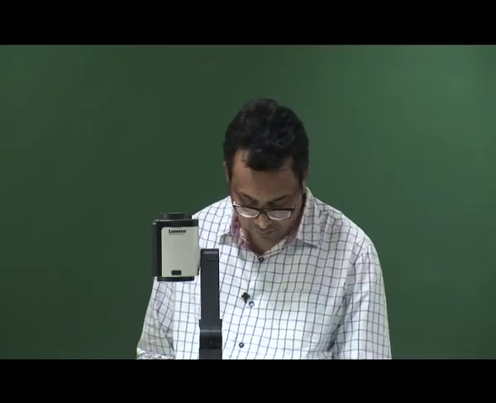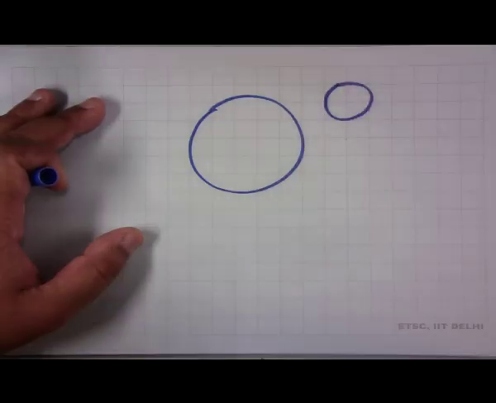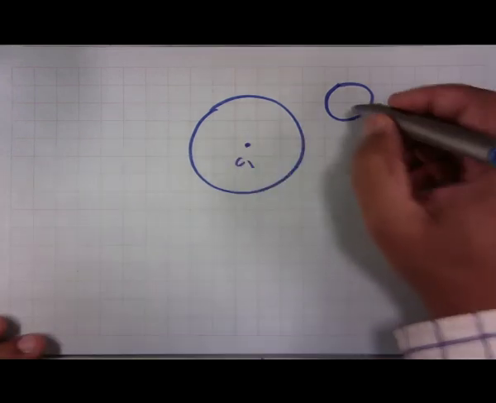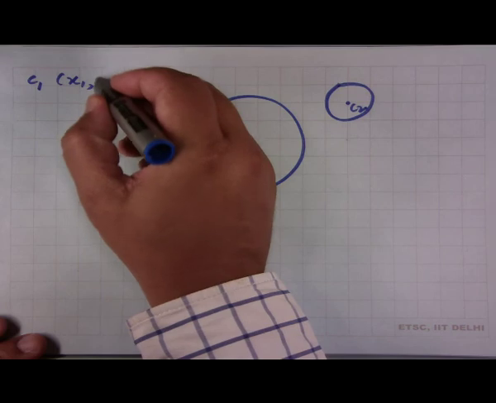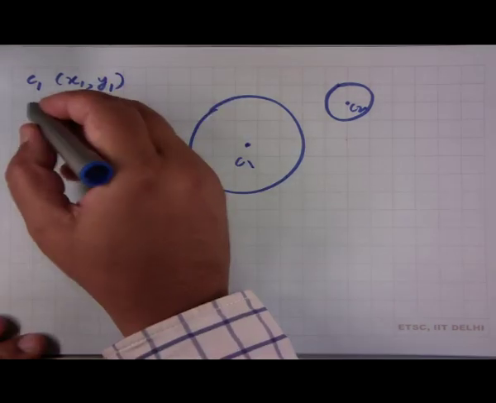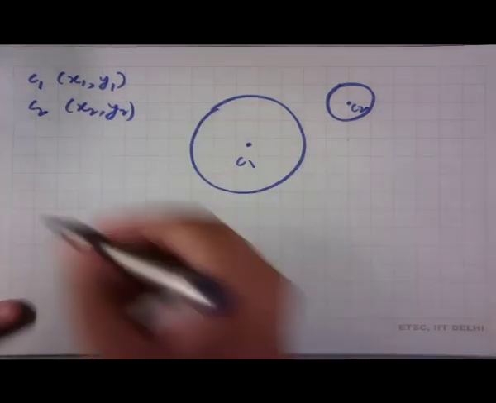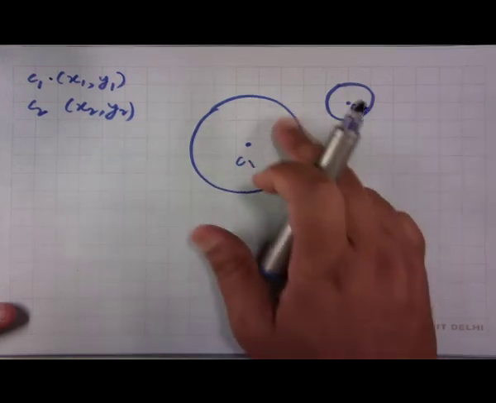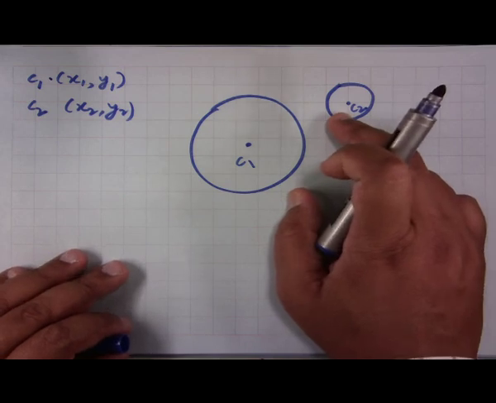So, let us start with the derivation of the equation of the direct common tangents for this first case. So, let these be the 2 circles with center C1 and center C2. C1 has coordinates x1, y1, C2 has coordinates x2, y2, and let the radius of the first circle with center C1 be R1 and that of the other circle with center C2 be R2.